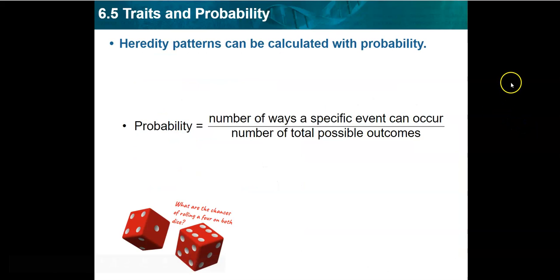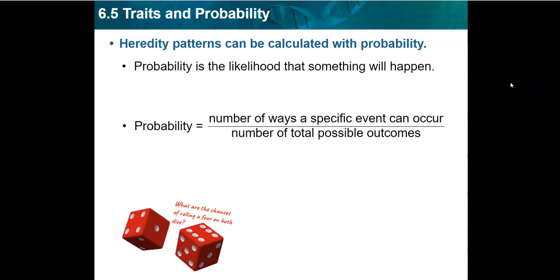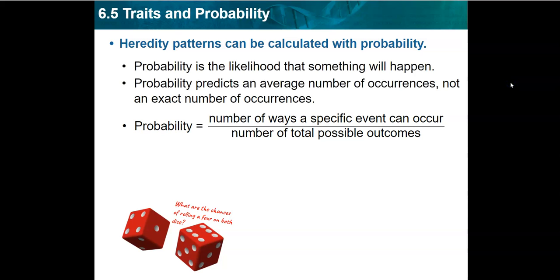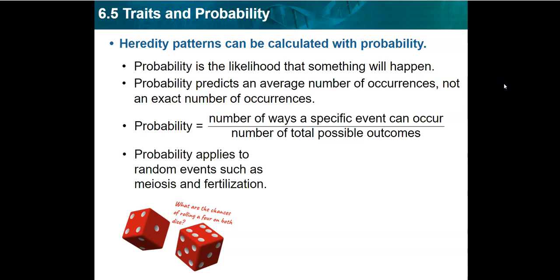Heredity patterns can be calculated with probability. Probability is just the likelihood that something's going to happen. Probability predicts an average number of occurrences, not an exact number of occurrences. So we calculate probability just like in math: the number of ways a specific event can occur divided by the number of total possible outcomes. Probability applies to random events such as meiosis and fertilization.